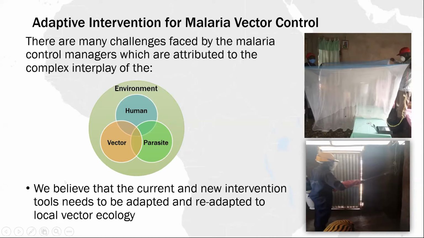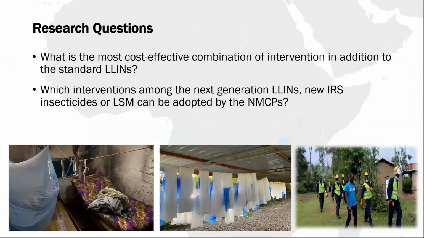And we at ICEMR believe that the current and new intervention tools need to be adapted and readapted to local vector ecology. There are a number of research questions posed by researchers as well as malaria control managers, and I'll present two here. One, what is the most cost-effective combination of interventions in addition to the standard LLINs that have been in operation for the last 4 decades or so? Number two, which interventions among the next generation LLINs, the new IRS insecticide, or even larval source management can be adopted by the national malaria control programs?